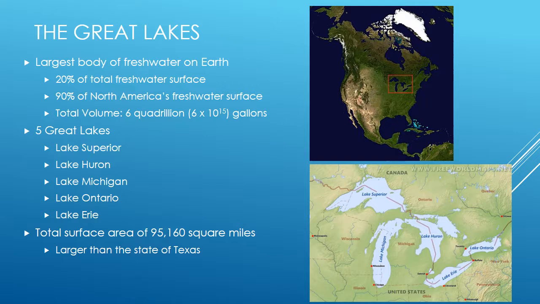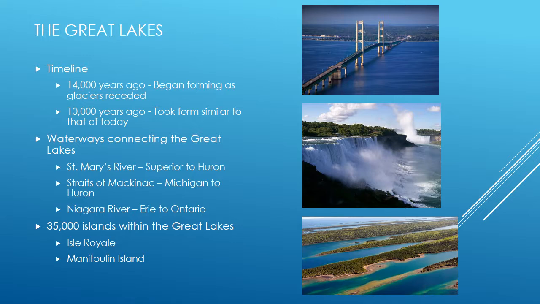But as you can see from geography, from east to west, there are Lake Ontario, Lake Erie, Lake Huron, Lake Michigan, and Lake Superior. And the total surface area of all the Great Lakes combined is 95,160 square miles, which is larger than the state of Texas.